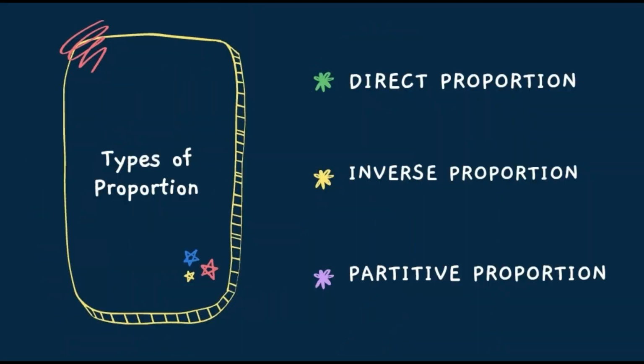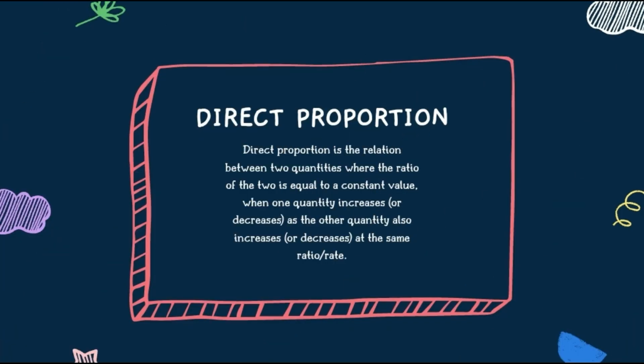Proportion is the comparison between two or more ratios or rates. Proportion says that two ratios are equal. Here are the different types of proportion. First, we have direct proportion, inverse proportion, and partitive proportion.